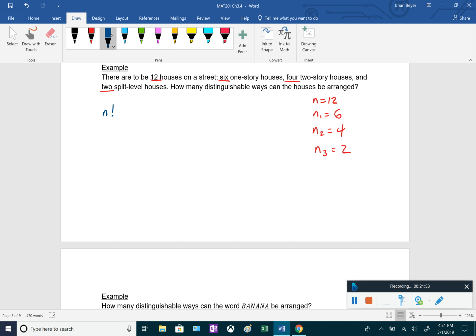So using the formula here, it's going to be n factorial over n sub 1 factorial times n sub 2 factorial times n sub 3 factorial. So it's not always going to be 3 different types of objects, but in this case it is again. So it's going to be 12 factorial over 6 factorial times 4 factorial times 2 factorial. I'll leave this to you guys to try to solve on your own. This is going to end up being 13,860. So there's 13,860 different ways for this.